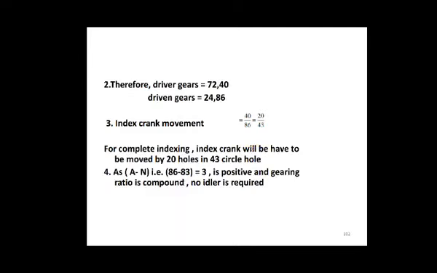So for complete indexing, the index crank will have to be moved by 20 holes in a 43-hole circle, as A minus N, that is 86 minus 83 equal to 3, is positive, and the gearing ratio is compound, so there is no requirement of an idler. So next we are going to see broaching.